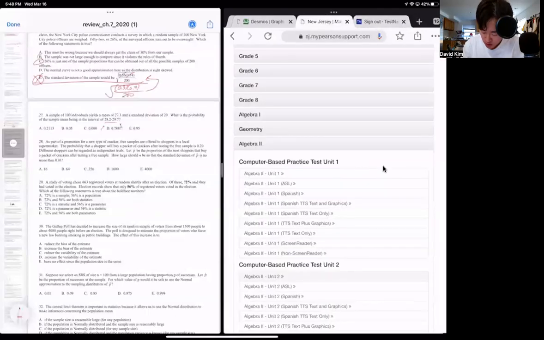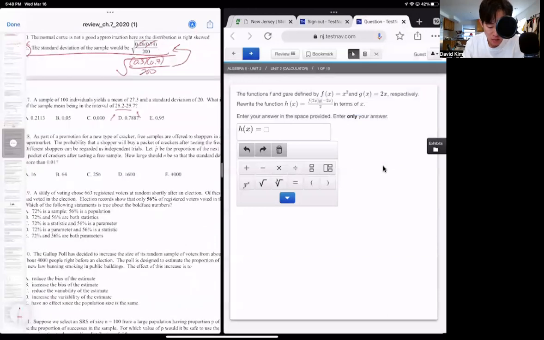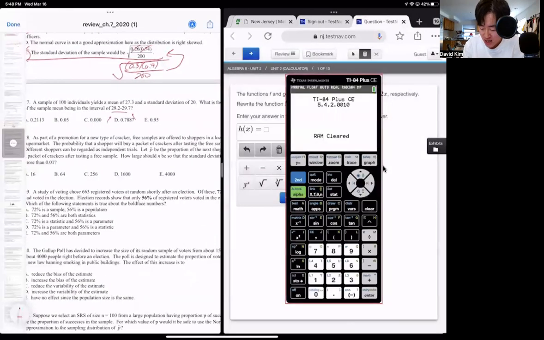So let me just pull this back up again. Whenever they ask you to find the probability, you know I'm going to be asking you to use the normal distribution, normal CDF. But one thing we need to understand is that the standard deviation of 20 has to be divided by the square root of 100, which is your sample size.